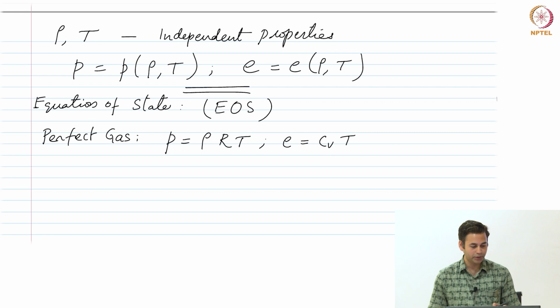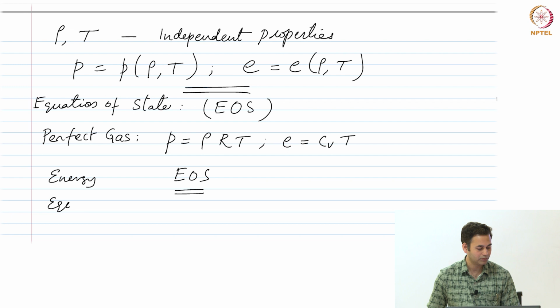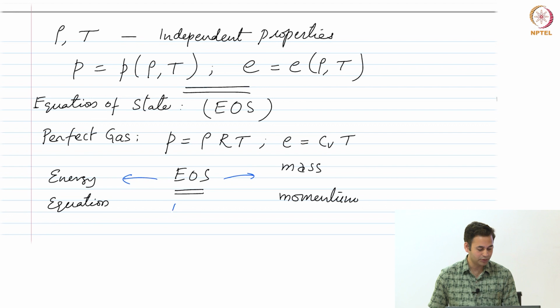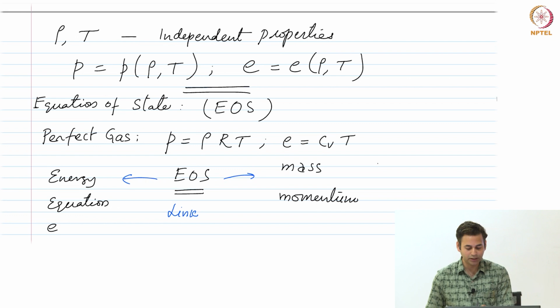Now what we can see from here is that the equation of state relates the energy equation on one hand and the mass and the momentum equations on the other hand, okay. So essentially the equation of state is the connecting link between these two, okay. So why do we say that? We say that because the energy equation contains internal energy, e, whereas the mass and momentum contain the density and pressure, and of course the energy equation also contains the temperature, right. So we have these things.